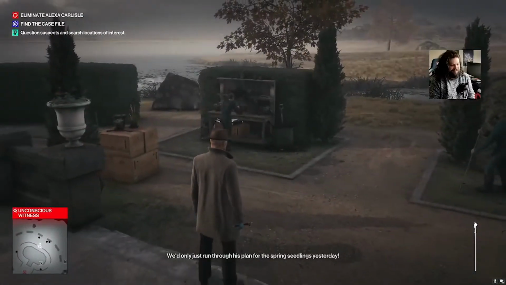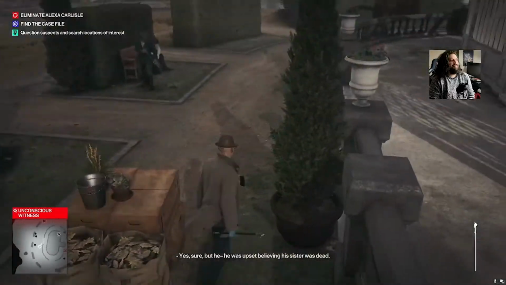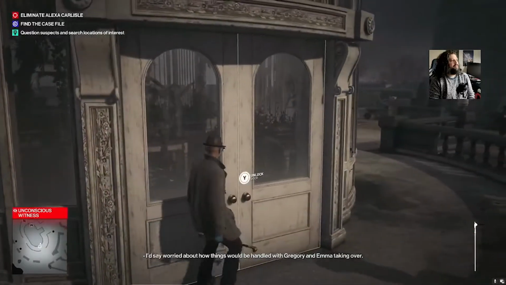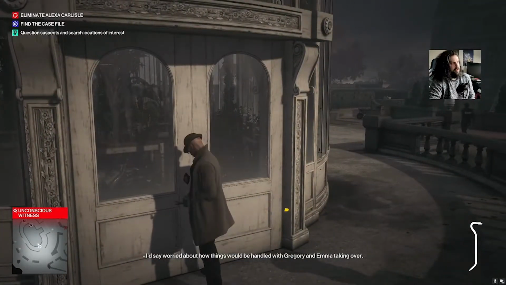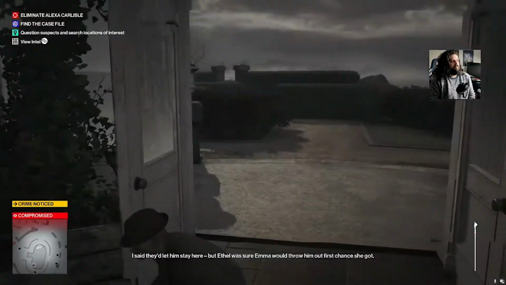I don't believe for a second that Zachary committed suicide. Subtext is for cowards, yeah. Yesterday. Yes, sure. But he was upset believing his sister was dead. I'd say worried about how things be handled with Gregory and Ellie. Ah, shit. War.